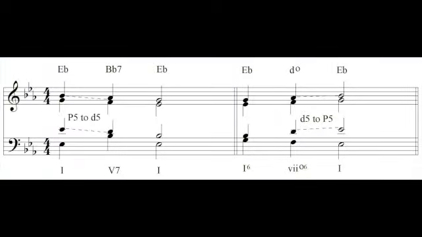Let's look at the music. The chords are moving from E flat to B flat, back to E flat, 1, 5 to 1. If you see soprano and tenor, they are moving from perfect fifth to diminished fifth. This is okay because chord is approaching diminished fifth, not the perfect fifth.